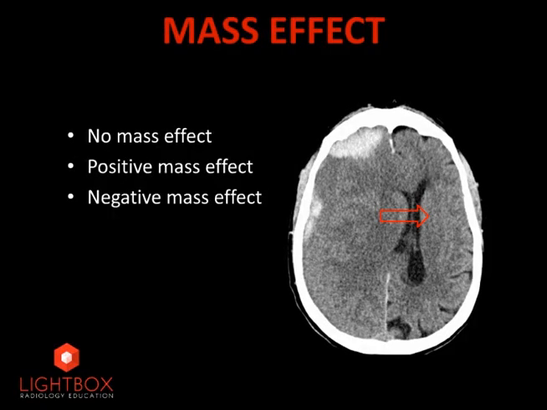An abnormality may have no mass effect, positive mass effect where it displaces normal structures away from the abnormality, or negative mass effect where it pulls normal structures towards the abnormality. This image demonstrates a right acute subdural hemorrhage with positive mass effect and midline shift to the left.